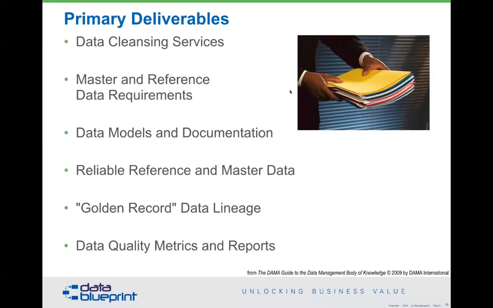Of course, there'll be some data models and documentation. This will then give us some pieces of reliable reference and master data that we can start to push to some parts of the organization and get people with the idea that you shouldn't be just pulling data randomly from systems. You should be finding specific data from specific systems based on data quality measures and reports that are there.